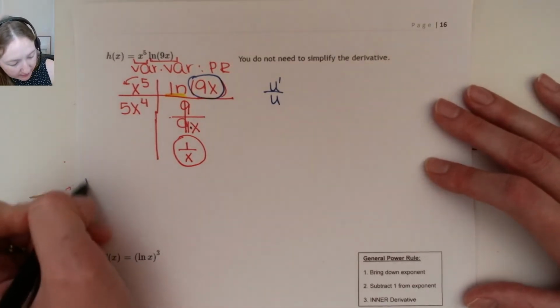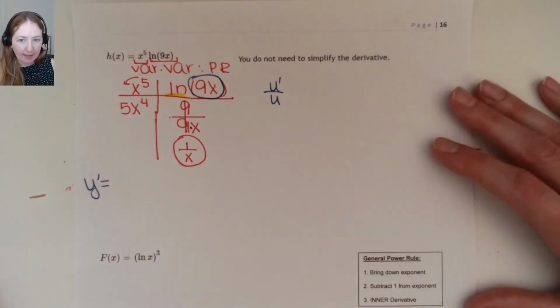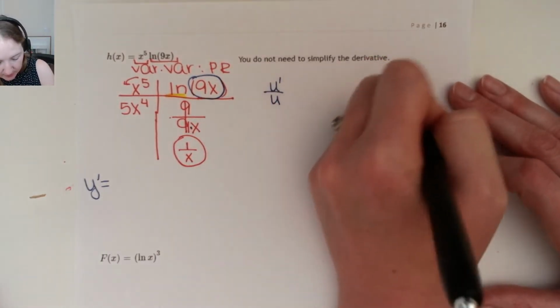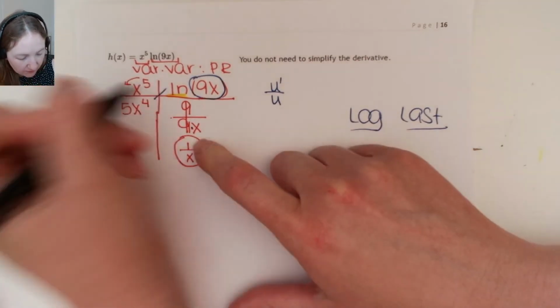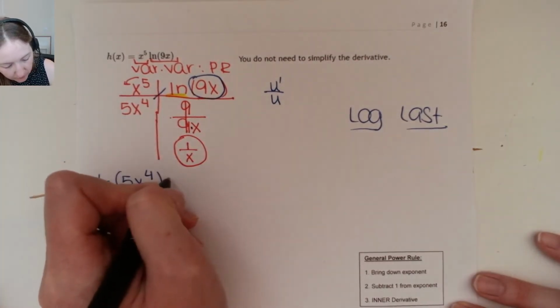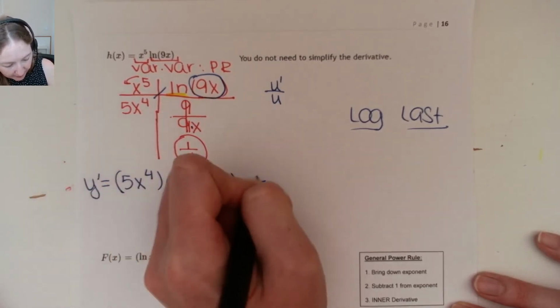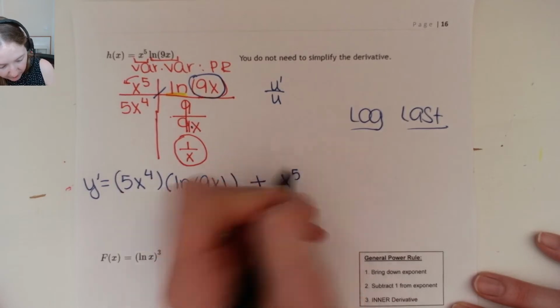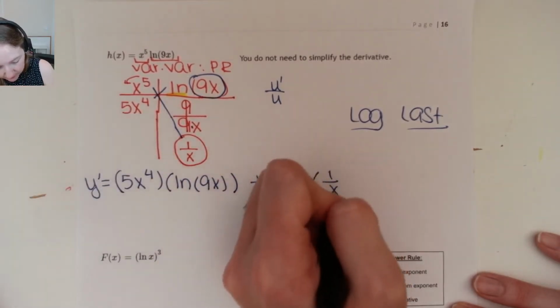Now, plugging into the product rule, remember we like to put our log functions last when we are plugging in for product rule or any terms. So I'm going to write this 5x to the fourth first, followed by the natural log of 9x, and then add that to my x to the fifth times the 1 over x.